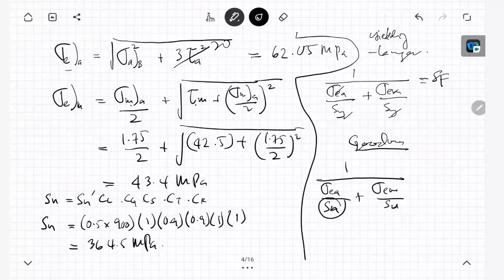Okay, so you get all the values for calculating the safety factor according to yielding failure and the fatigue failure using the Goodman. So when you insert all the values that we have calculated here, then you will get for yielding 6.64, and for the Goodman is 4.6.